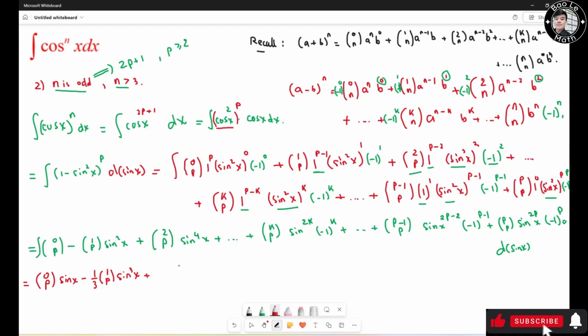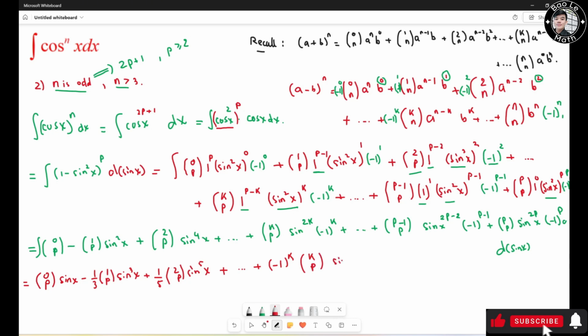Plus 1/5 sine to the 5th of s, and this one the combination of 2p. Plus, etc., plus the general term right here. It's going to be negative 1 to the k, the combination of k, p.